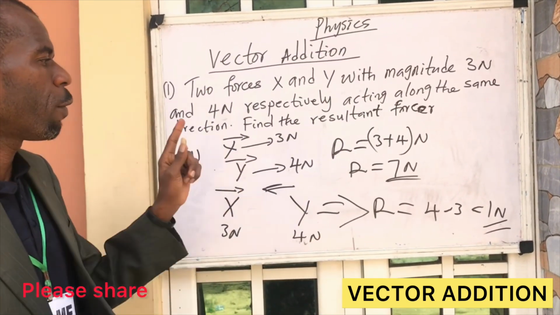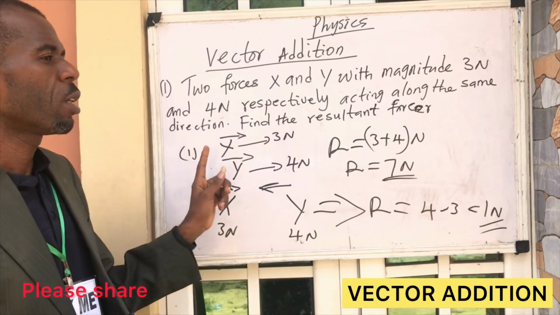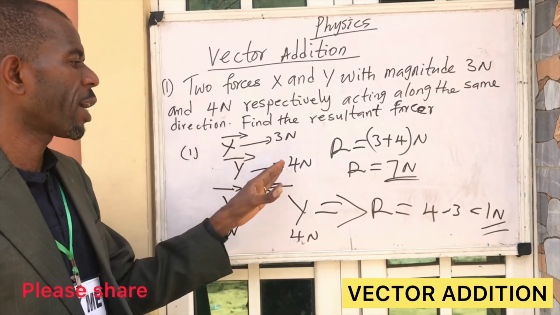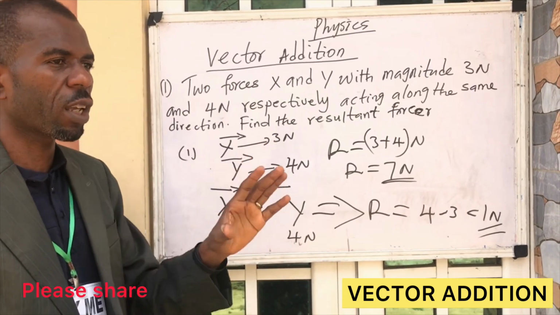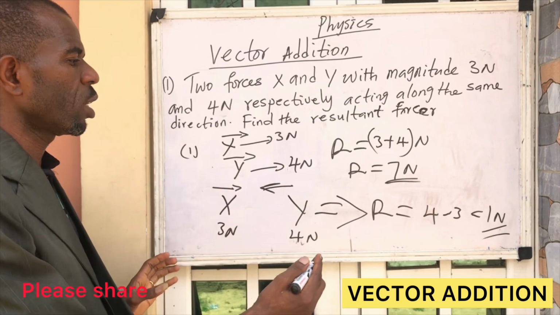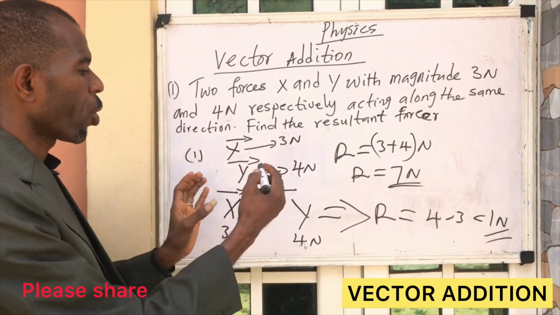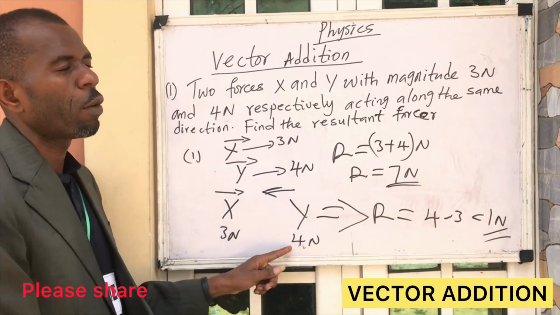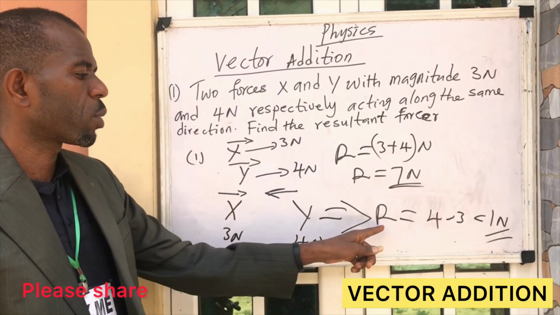Remember, I told you vector addition: when acting in the same direction, we add the two vectors to get the resultant. Whether 2 or 3, we add all of them together to get the resultant. Now, when they are acting in opposite directions, we subtract the small one from the highest value. That is how we obtain the resultant.